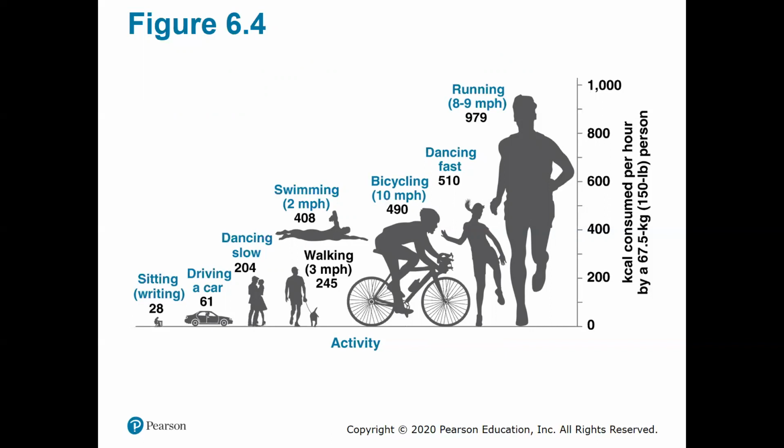And so this diagram is just showing you the different types of activities and the amounts of calories that are burned or consumed in an hour of these exercises or activities, with running being the most consumptive one at around 978 calories per hour of activity.